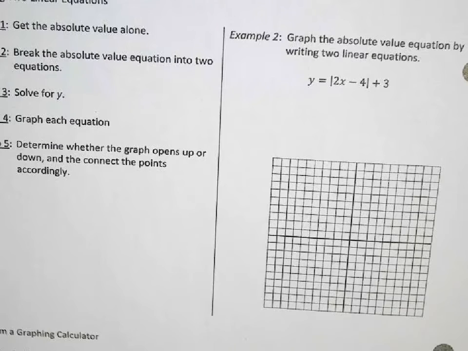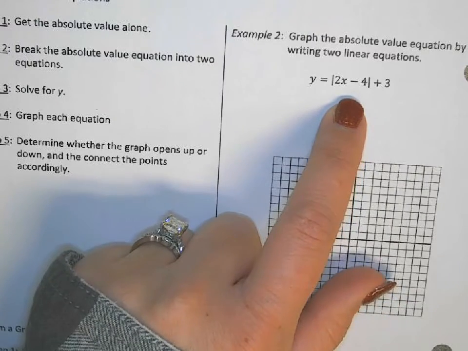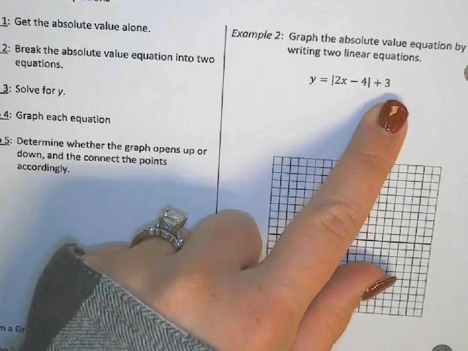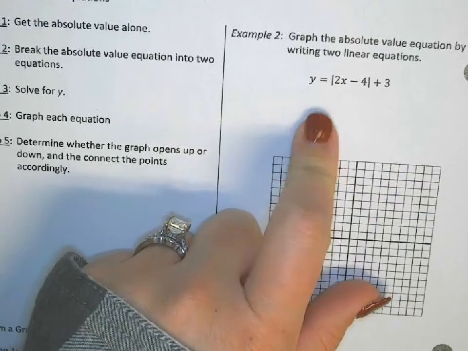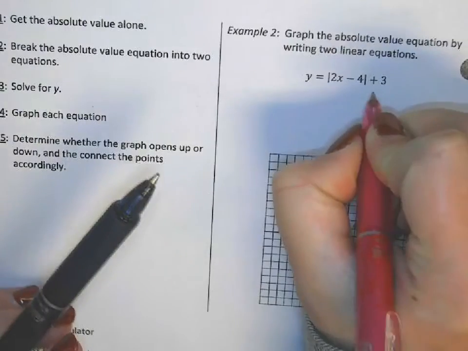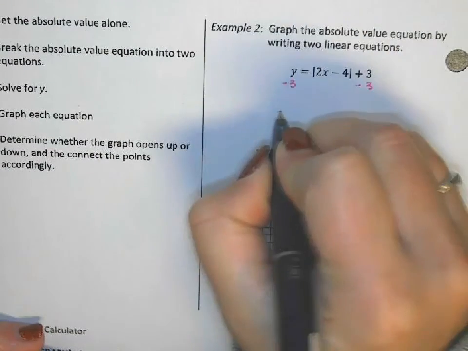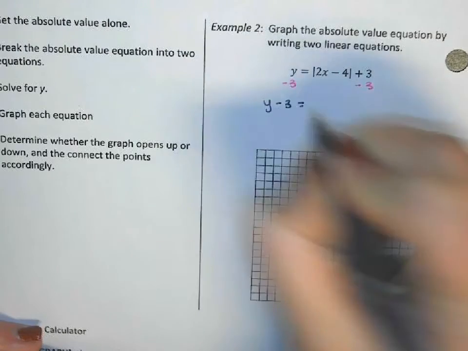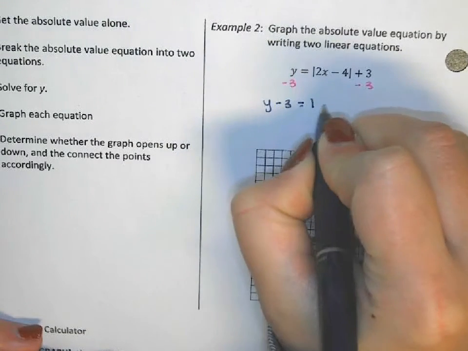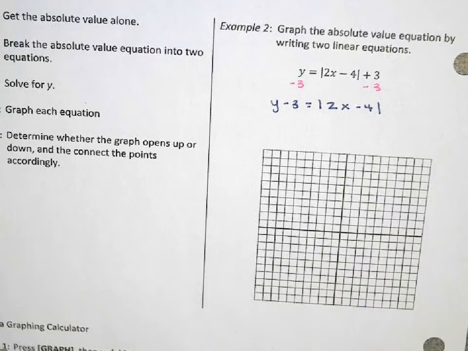Okay? So get the absolute value bars alone. That's step 1. Are the absolute value bars alone? No. What's going on the outside of them? It's adding 3. So what we're going to have to do is subtract 3 from both sides. Y minus 3, those are not like terms, so I'm going to have to write it as y minus 3. Now the absolute value bars are alone.